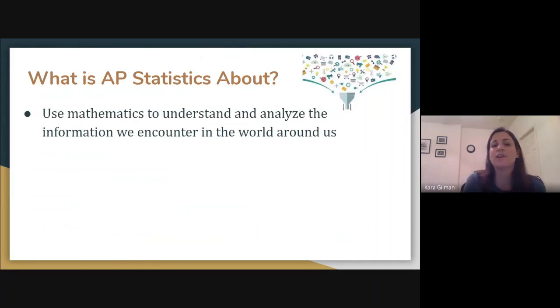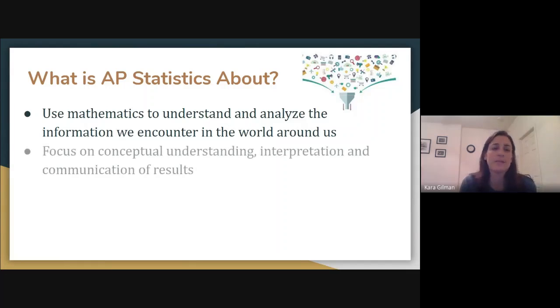So what's AP Stats all about? The basic idea is we have all this information that comes at us all the time in the world. And statistics is a way of using math to understand and analyze that information, whether it's something you're hearing in social media, reading in a textbook, print media, any of those things, whether it's a science experiment you're conducting or that you're reading about, all this information that comes to us from all sorts of different sources. This is a way for us to understand and analyze that information.